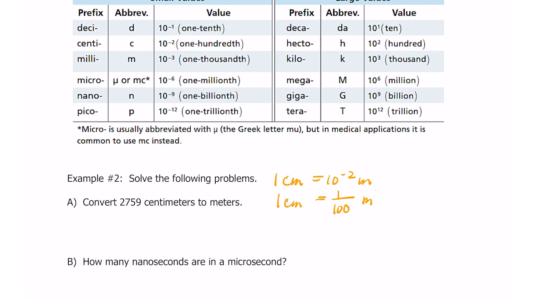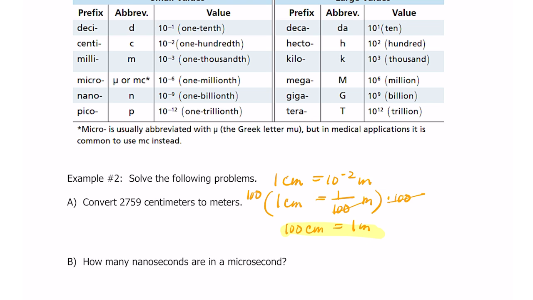Okay, so what I can do is multiply both sides by 100 to cancel the hundreds out, and 100 times 1 is equal to 100. So I know 100 centimeters is equal to 1 meter. Okay, that's my conversion that I can use.